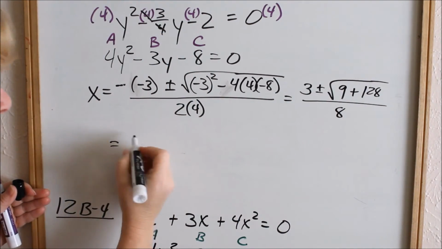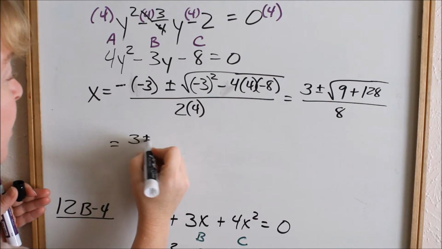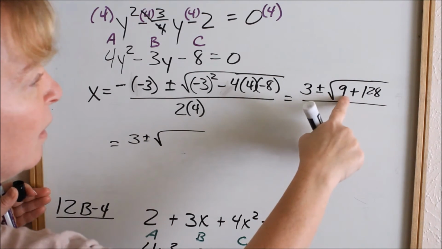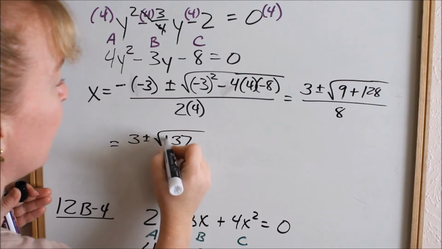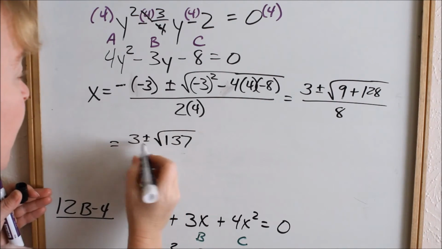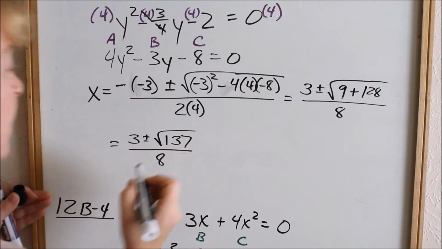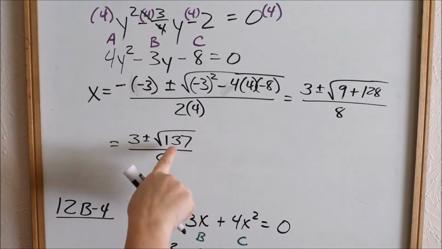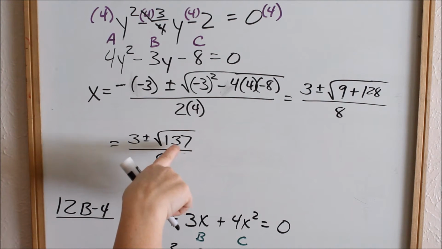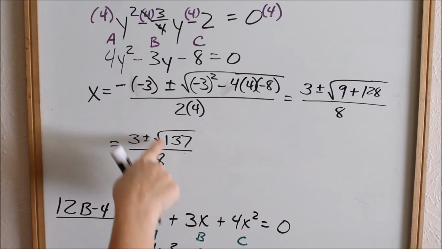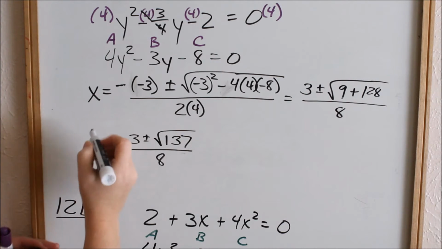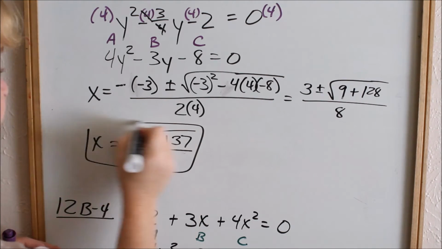So now keep simplifying into that radical. 3 plus or minus square root of 9 plus 128. That'd be 137, all over 8. And then you look to see, can you simplify this radical? I don't believe square root of 137 will simplify. And then I cannot reduce my whole numbers by the same thing. So this is your final answer.